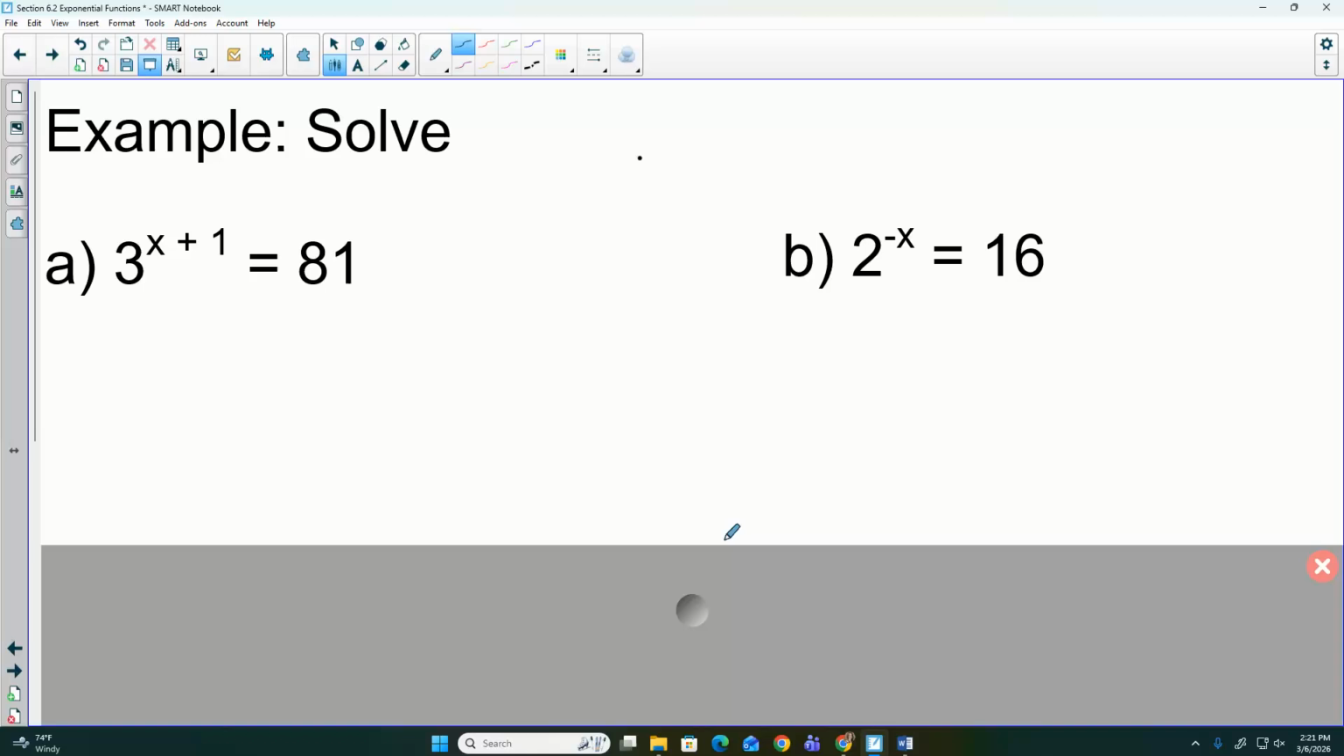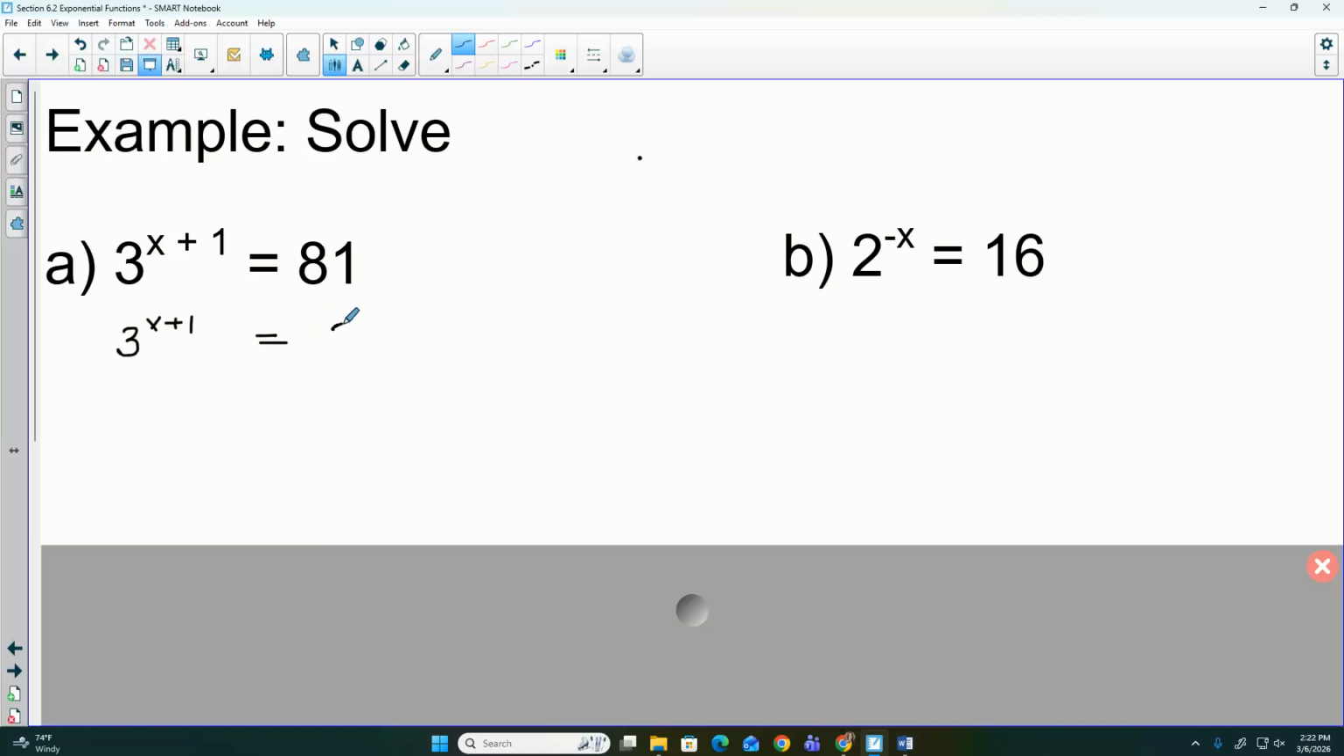So if I said 3 to the x plus 1 equals 81. We can't change the problem. So it's not something where I'm trying to multiply by something on each side. I can't just say, oh, I'm going to take this times 27 and turn it into 81. It has to be mathematically equivalent. I can't change 3. But what is 81 equal to?